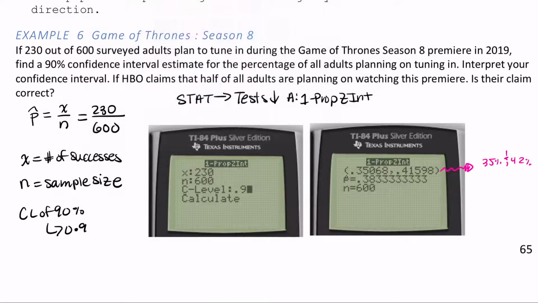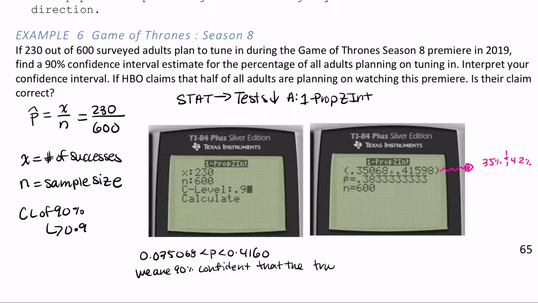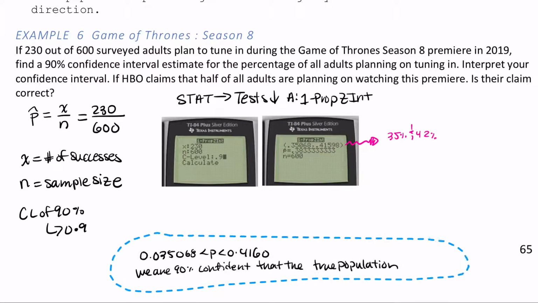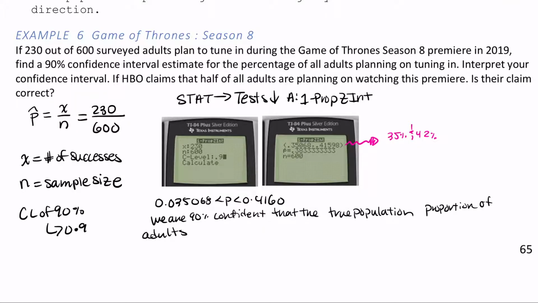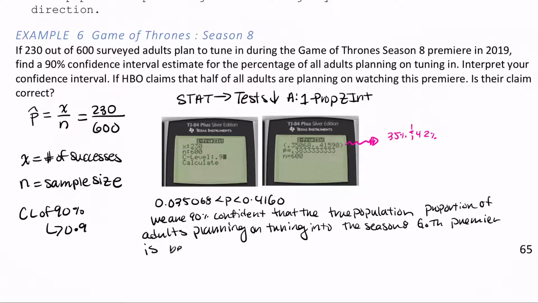So to recap, our confidence interval should look like this. And our interpretation. And of course, HBO's claim is likely not correct.